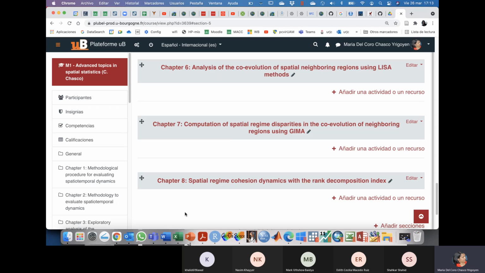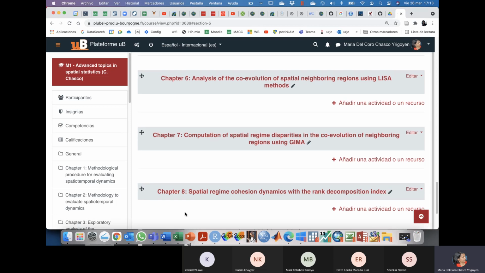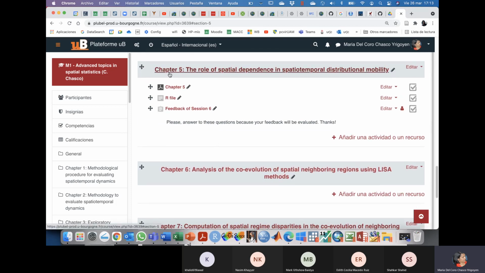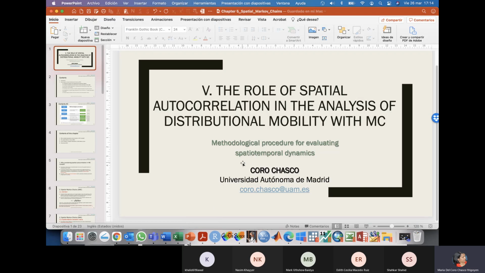R code. Okay, so this is the part we are going to present today. So the old chapter 5 and chapter 6, that is the analysis of spatial dependence and the LISA methods. The LISA methods introduce, to some extent, or you can introduce spatial regimes also. So chapter 6 is like an intermediate chapter between spatial dependence and spatial heterogeneity or regimes. Well, so let's go.